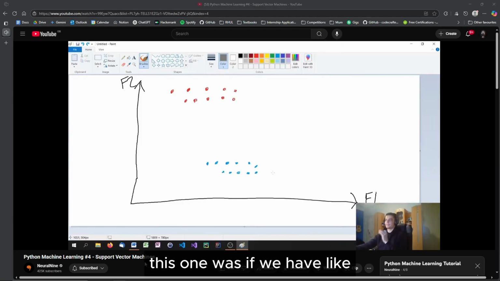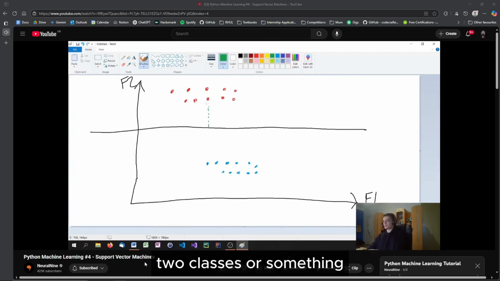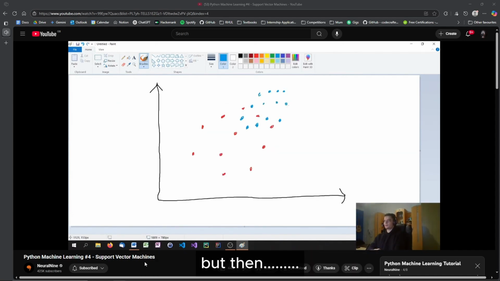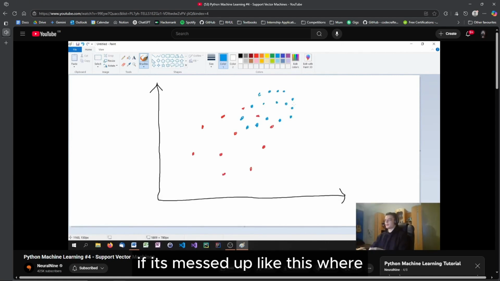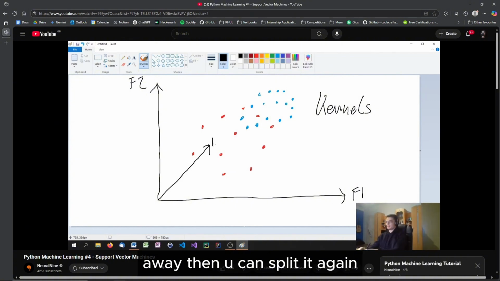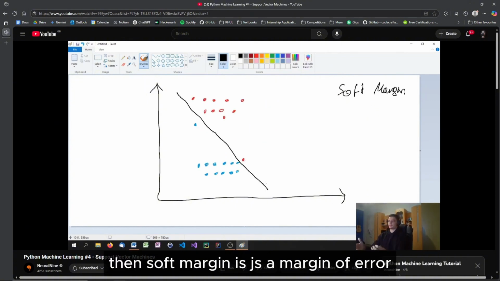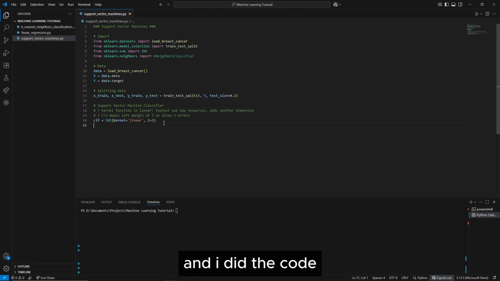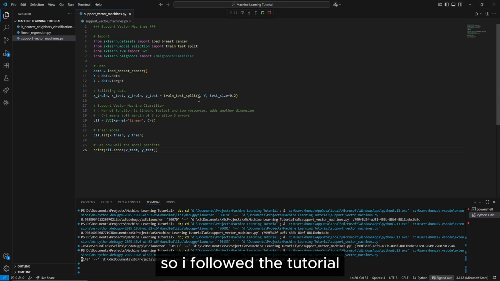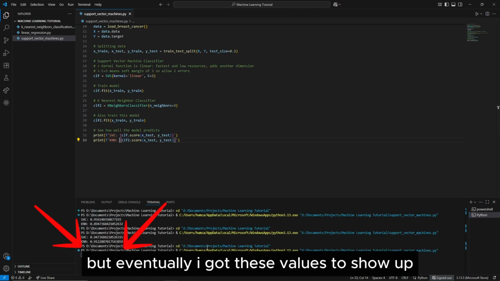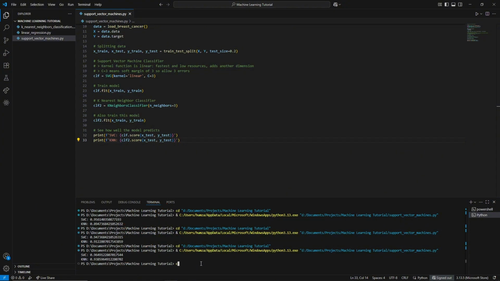Support vector machines. This one was if we have 2 classes over here, then you could split them using a vector. But then if it's messed up like this, where you have data that's kind of overlapping, you use a kernel to push it away, and then you can split it again. And then finally soft margins is just a little bit of margin of error basically. And I did the code, so I followed the tutorial, and had a few issues with how the stuff was working, but eventually I got these values to show up, and yeah, that's it.